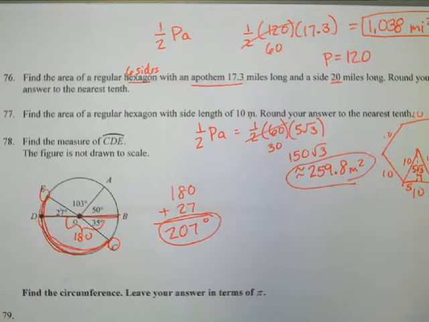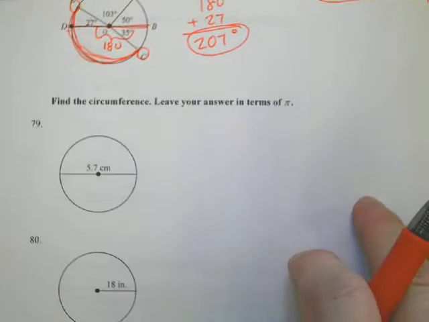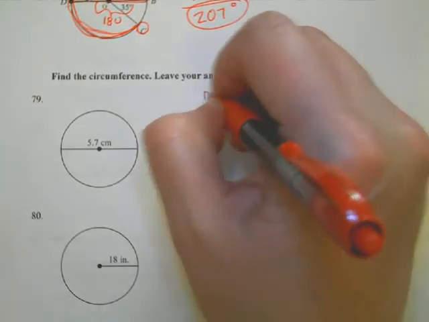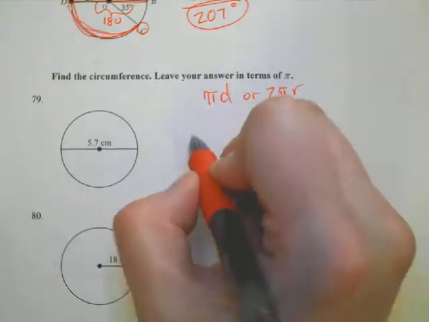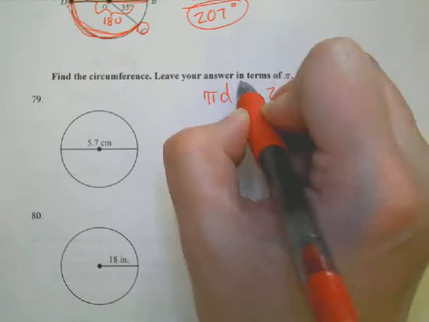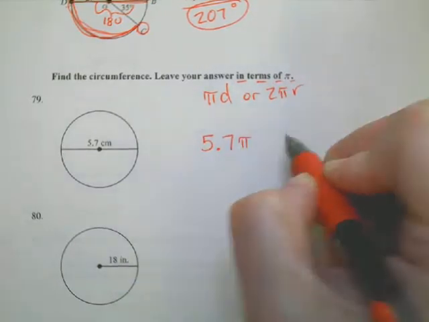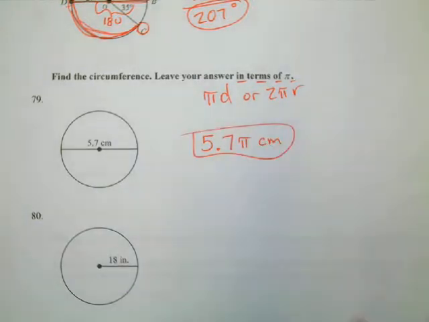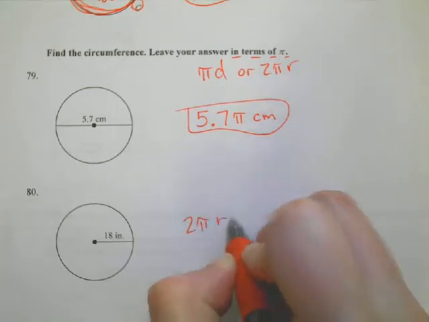So let's look at 79. We're wanting circumference here, 79 and 80 of these two circles. Circumference is pi times diameter, or 2 pi times the radius. We're given the diameter here in 79, so all we need to do is put a pi after it, because it says leave in terms of pi, so try not to overcomplicate this one. 5.7 pi is all you need, and circumference is a linear measurement, so we're just going to leave that in the units that they give us. For 18, they give us the radius, so we're going to use 2 pi times that radius. 2 pi times 18 gives us 36 pi, and again, in a linear unit, inches.